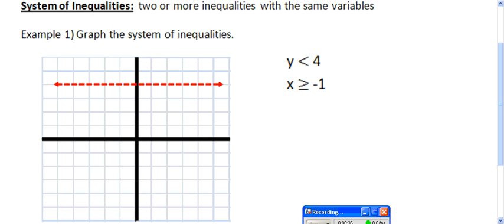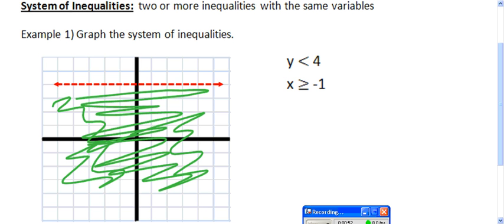Now, if I were to shade here, I could use my origin 0, 0. If I plug that in for this equation, 0 is less than 4. So right now, the shading that would be taking place would be below that dotted line.